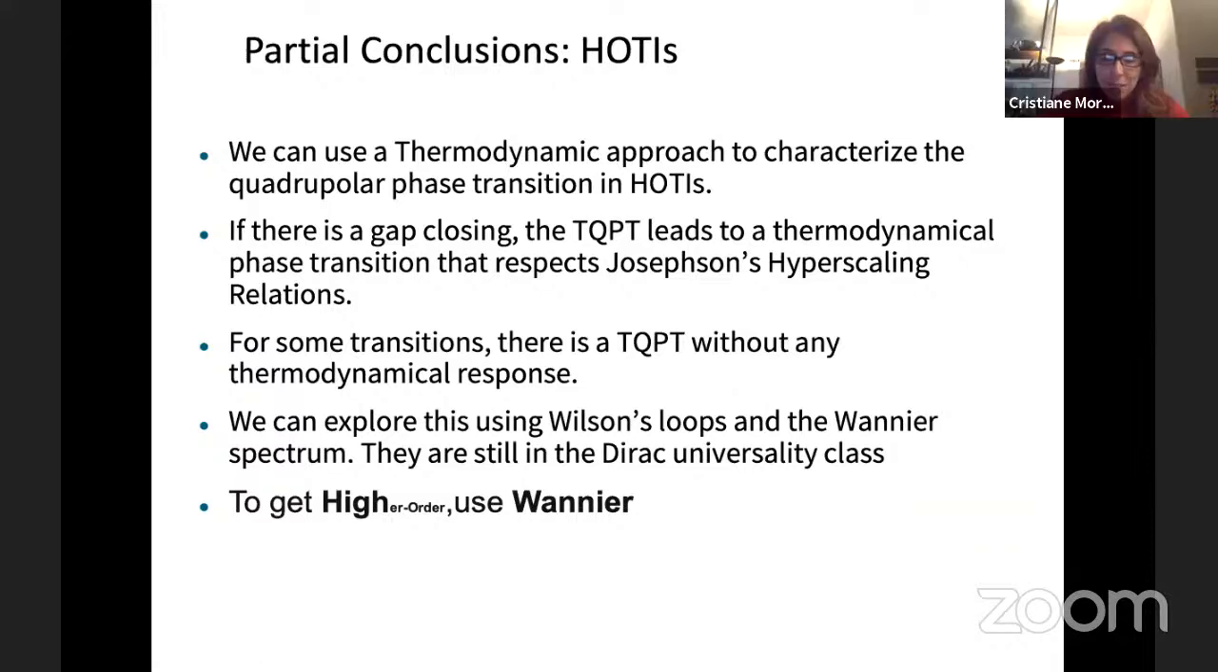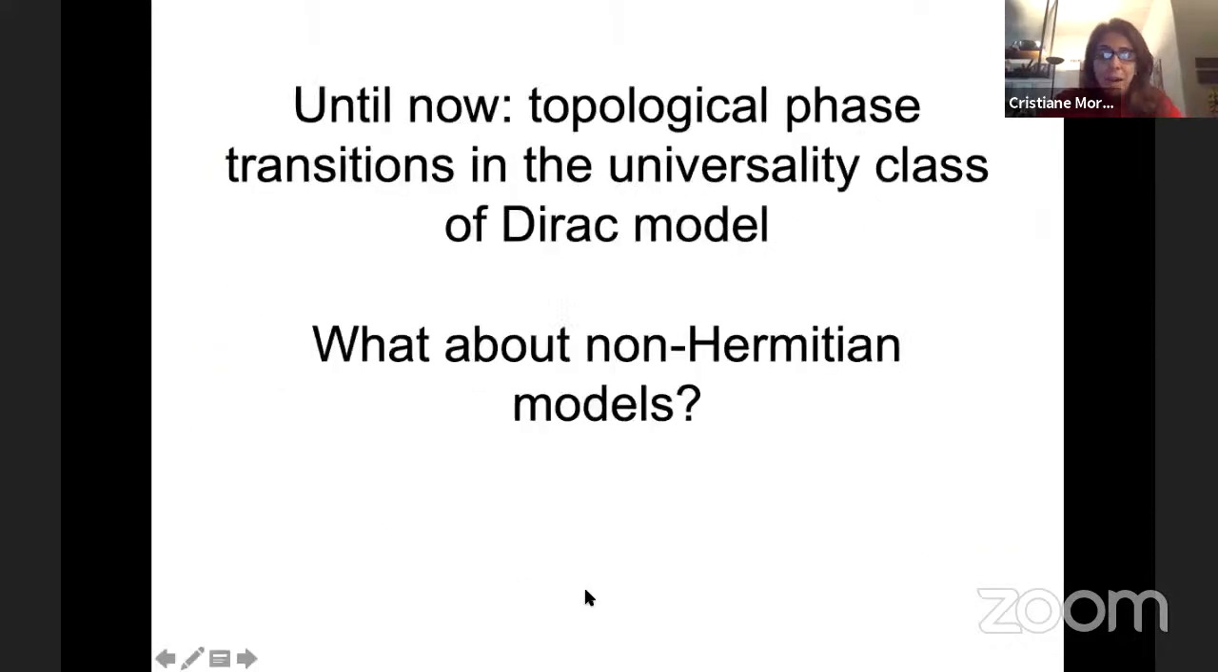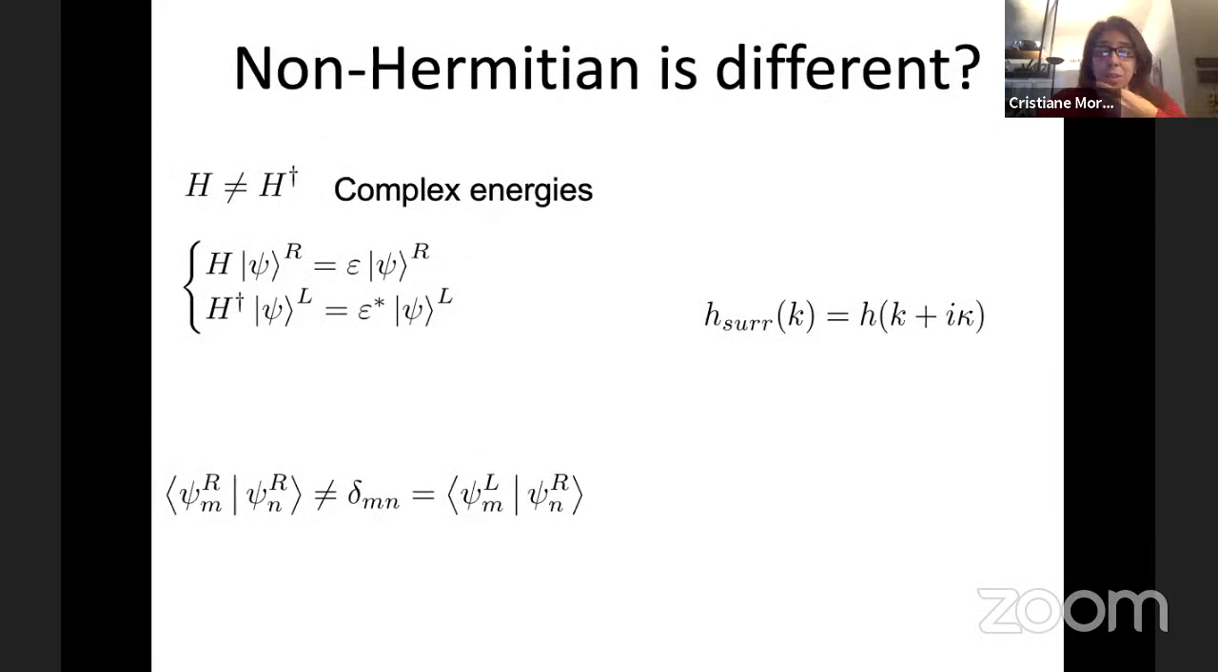Yes. So then let me go to the second part of the talk, where now I would like to talk about the non-Hermitian models. So until now, we had these topological phases that were in the universality class of the Dirac model. And what happens now if we go to these more complex non-Hermitian models? Now it's very different, because non-Hermitian means that the Hamiltonian is different from its complex conjugate, and now my energies become complex. And it's such that my Hamiltonian applied on a certain state psi, what we call a right state, will have an eigenvalue, which is the energy E. But when I apply psi dagger on the psi left, I will get my E star. So the system became much more complex.